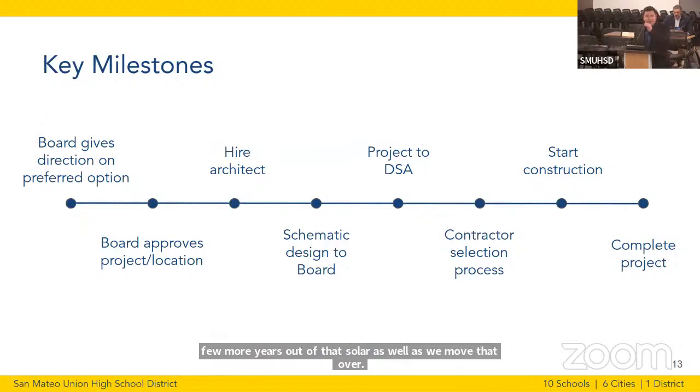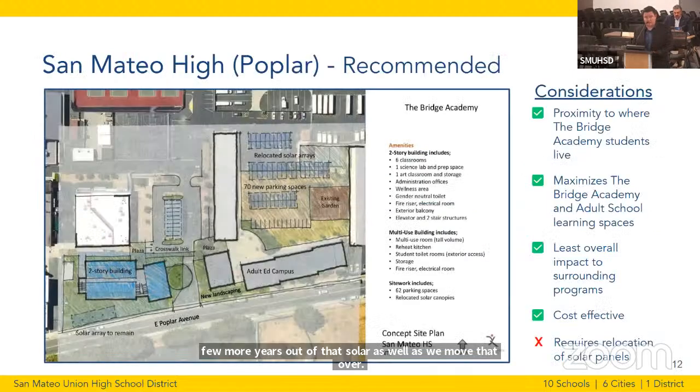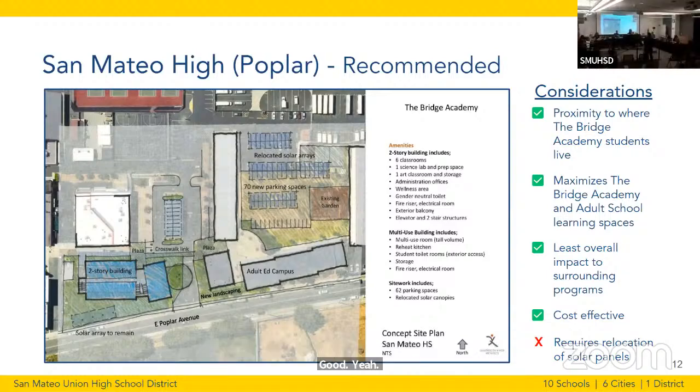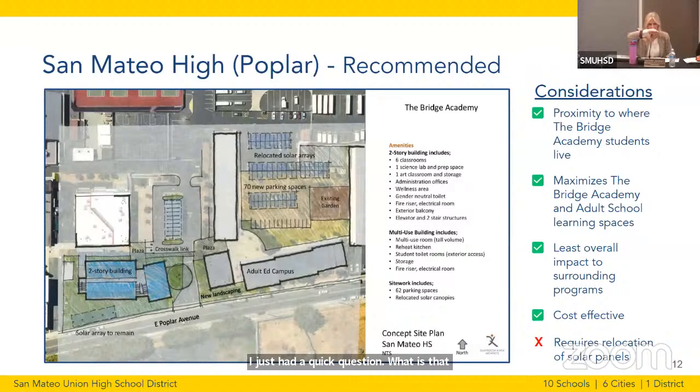Go ahead. I just had a quick question. What is that thing where it says crosswalk link and it looks like a line with lines going through it? What is that?